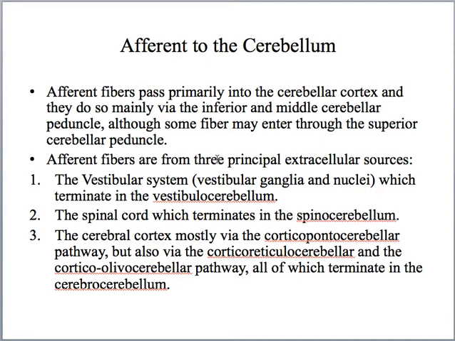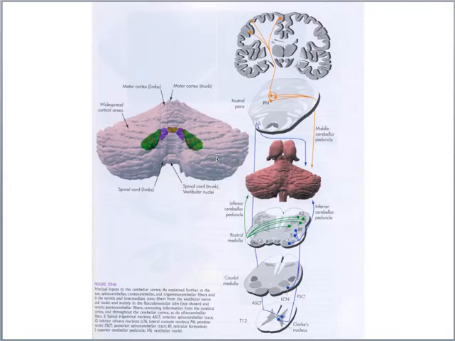These cortical neurons are projecting into the pons, and then they project from the pons into the contralateral cerebellum via the middle cerebellar peduncle. Okay, and that's all I want you to really focus on in this particular slide, the afferents.